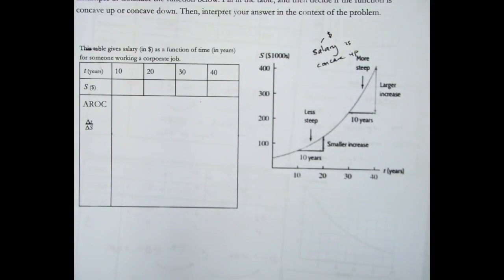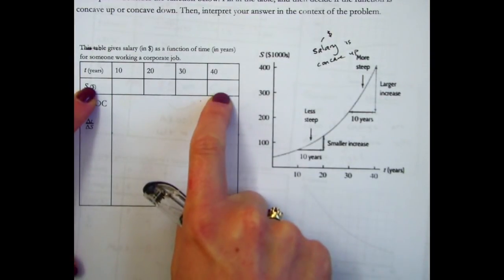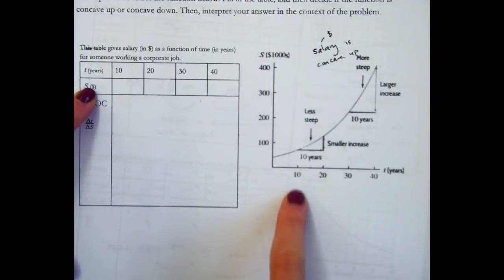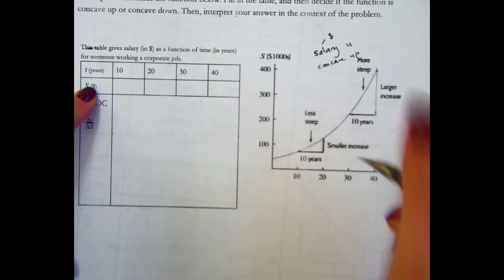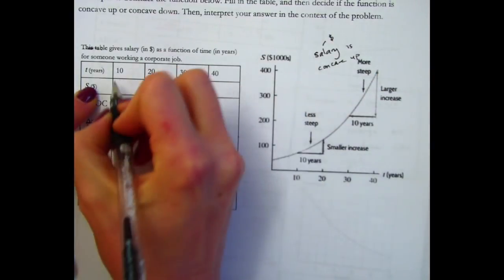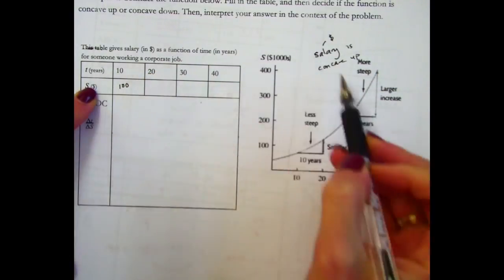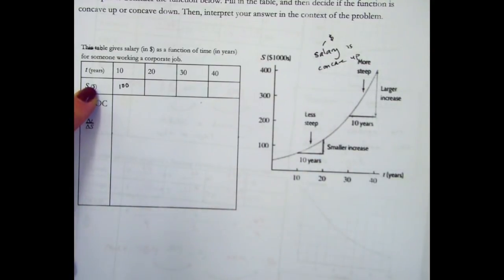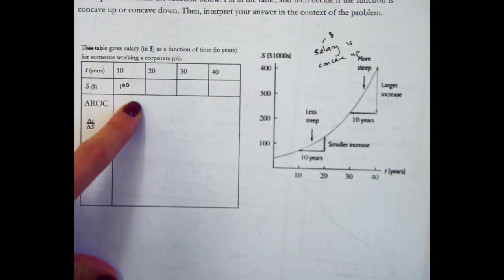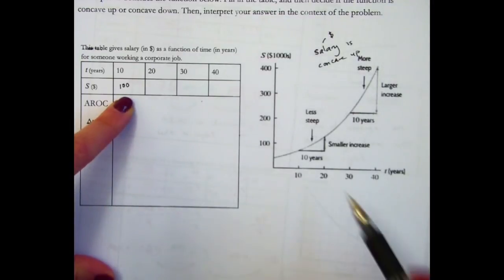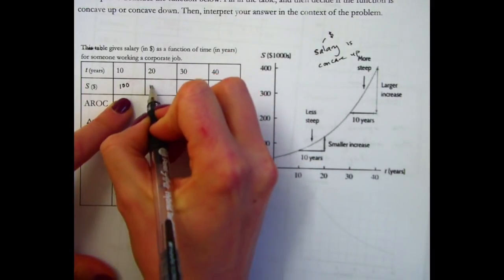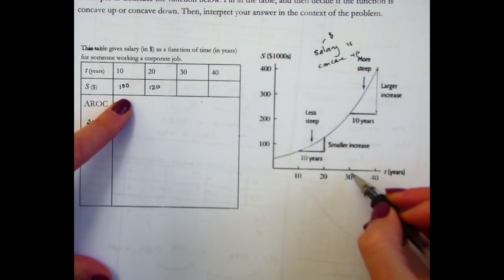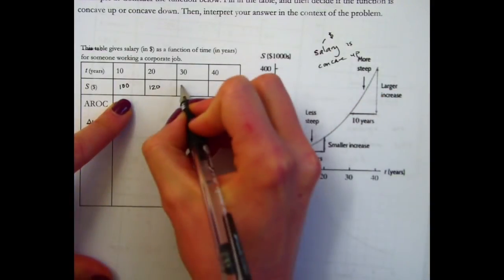Okay, I'm going to fill out this table using the points on my graph. So after 10 years working for this company, I'm going to estimate it looks like I make about 100. Or sorry, this is in 100,000s. So I make about $100,000. It's a pretty good job. And then it looks like after 20 years, let's say that's 120. Again, I'm just estimating here. 30 looks like about 200, and then 40 looks like about 400.